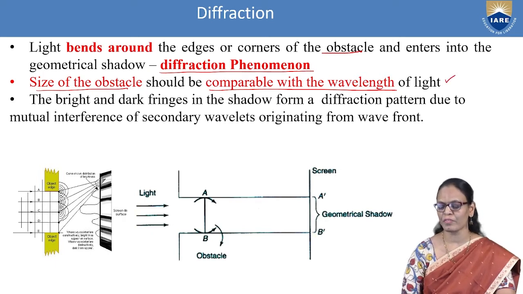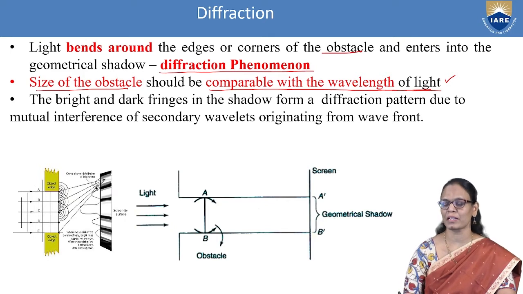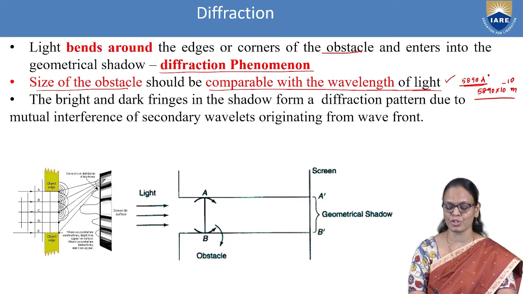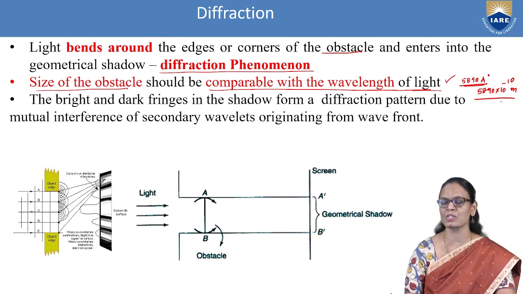We know the wavelengths of light. So if you take a monochromatic light of say 5890 angstrom units, that means it is 5890 into 10 power minus 10 meters. The size of the obstacle should be comparable with this wavelength of light we are using.